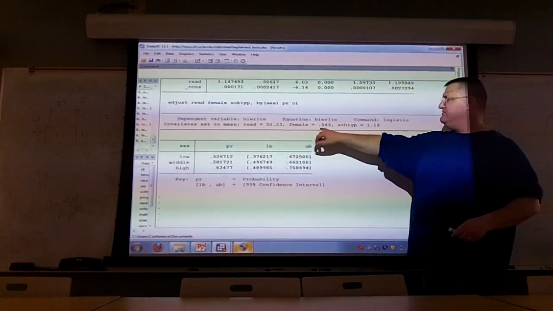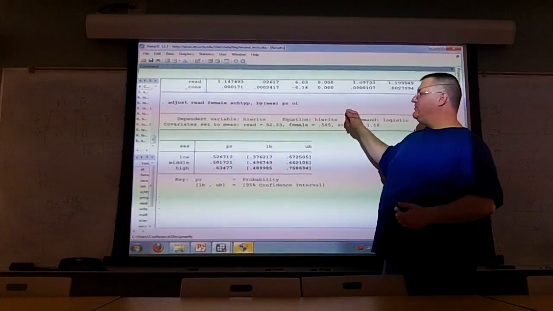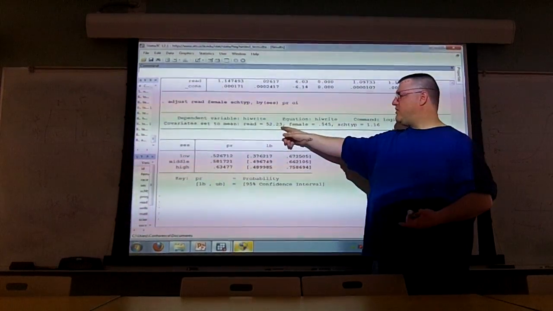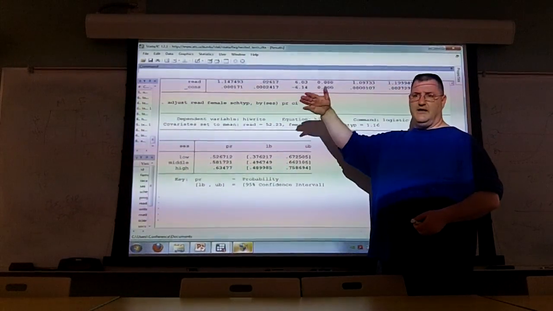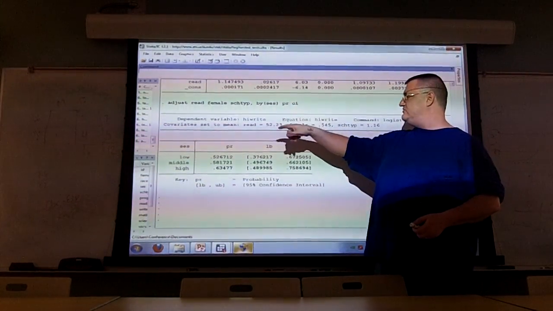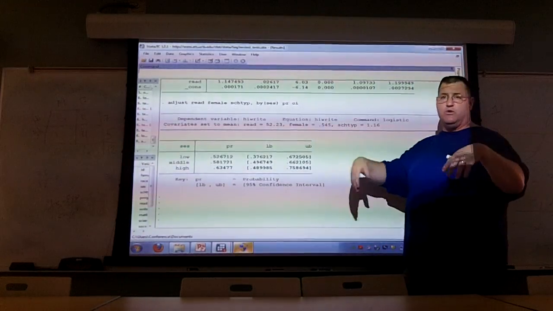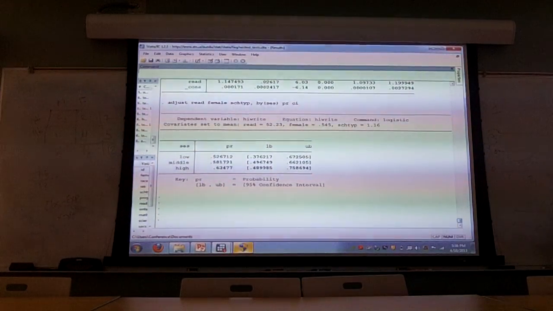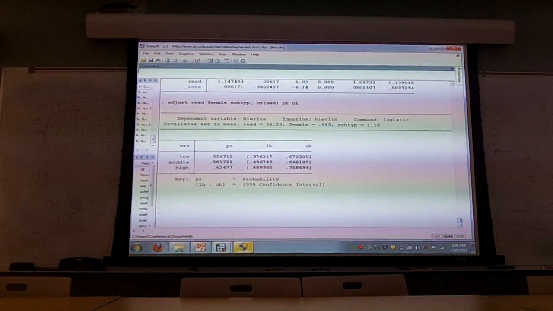We could change these values. So we could set, well, what is the probability of someone getting an above average writing score with a reading value of 60, or whatever it is that we wanted. We could set it to whatever level that we wanted.